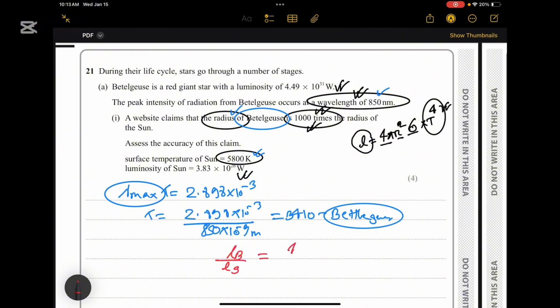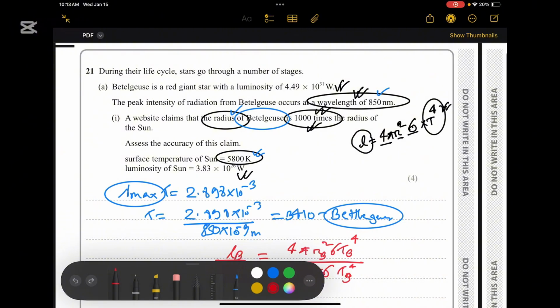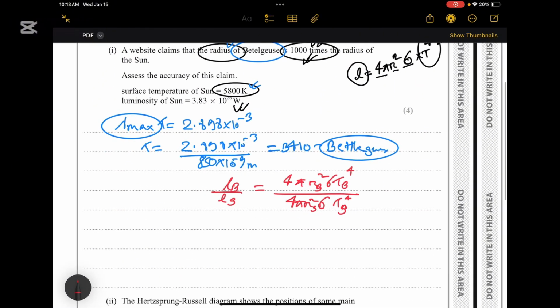So we'll write the formulas: 4 pi r B squared, temperature B to the power of 4, and the sigma will be there as well, divided by 4 pi r squared sigma, this is the sun, and this is the temperature of the sun to the power of 4. This is how we will write it down. Now we have all the values: the luminosities, the 4 pi, the sigma, and the temperatures. We have to figure out the radius.